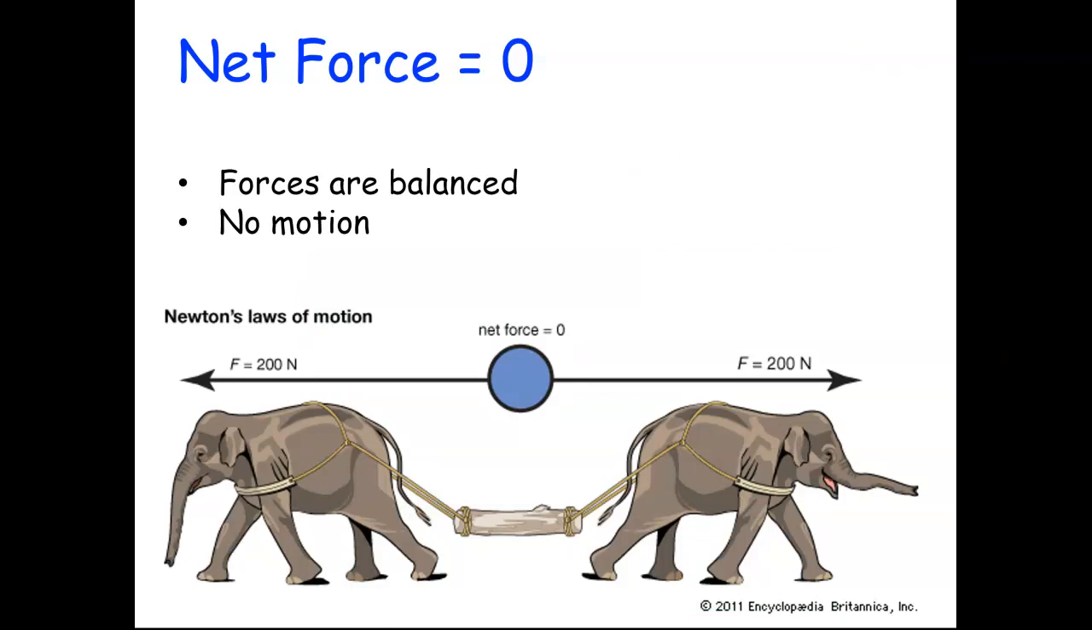So here's an example. You have one elephant pulling to the right. You have one elephant pulling to the left, and they're both pulling at 200 newtons. So they're not going to go anywhere. This piece of wood is going to stay right where it's at until the force of these 2 elephants pulling in opposite directions breaks the wood, of course. But in this instance, the net force is 0 because the forces are equal and opposite in direction.